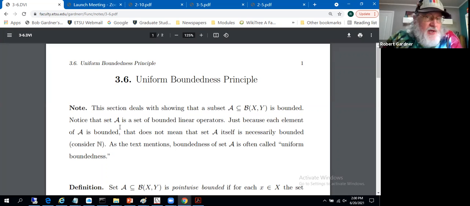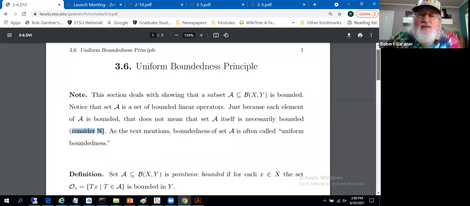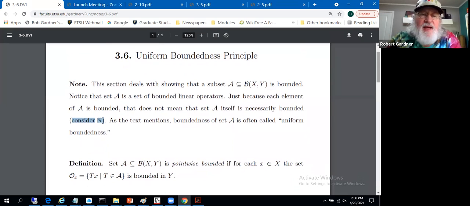Now, calligraphy A, it's a set of bounded operators, but just because each of the elements is bounded, that doesn't mean the whole set is bounded. Consider the natural numbers. Every natural number is finite, but the set of natural numbers is not bounded. The text mentions that this boundedness is sometimes called uniform boundedness, as in the uniform boundedness principle.